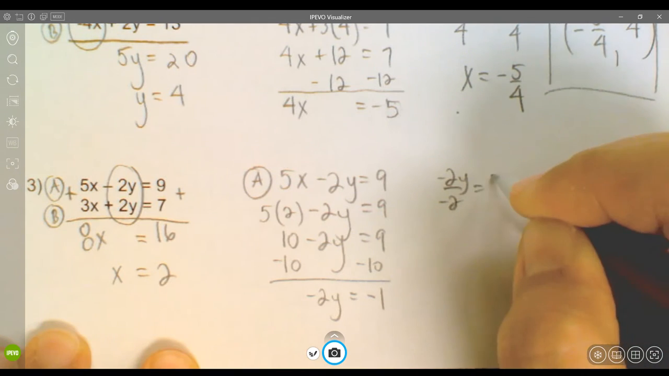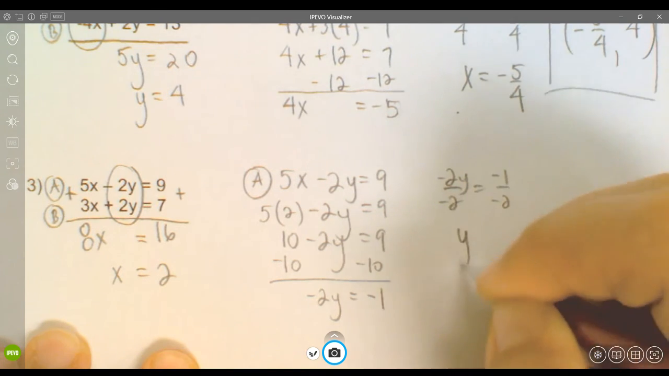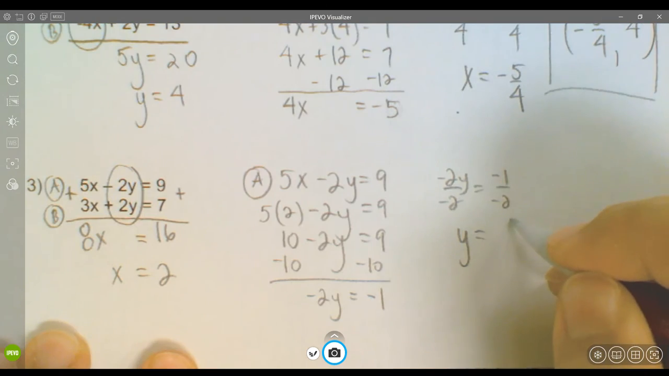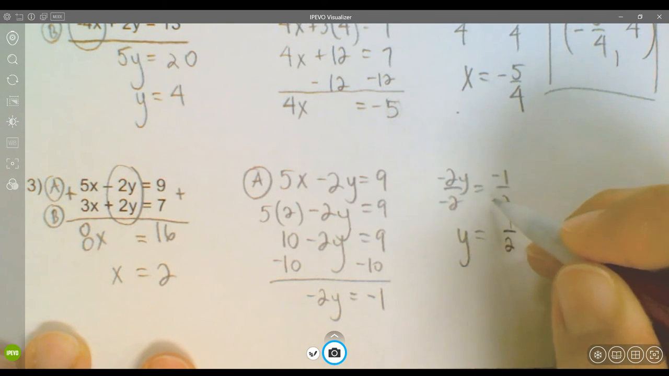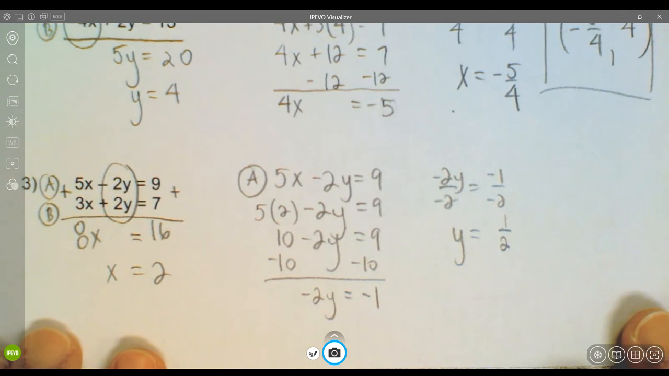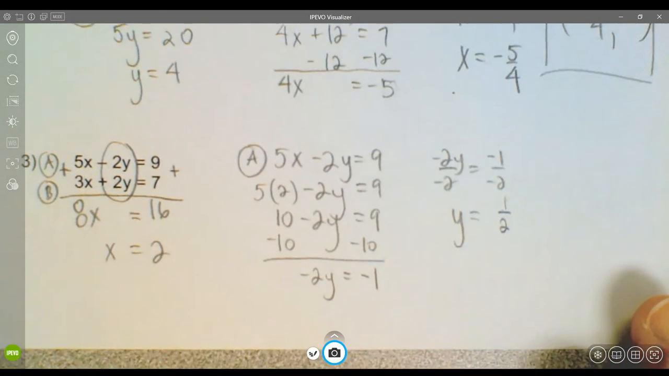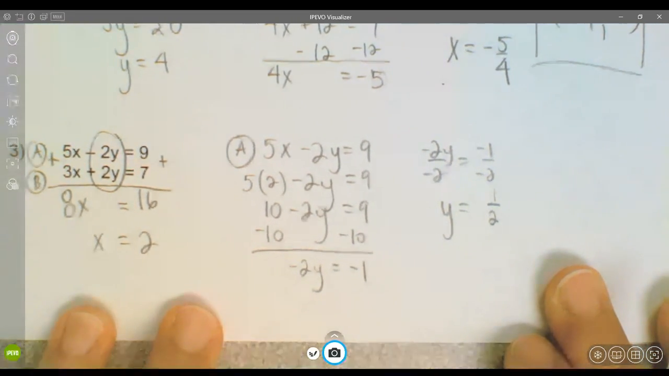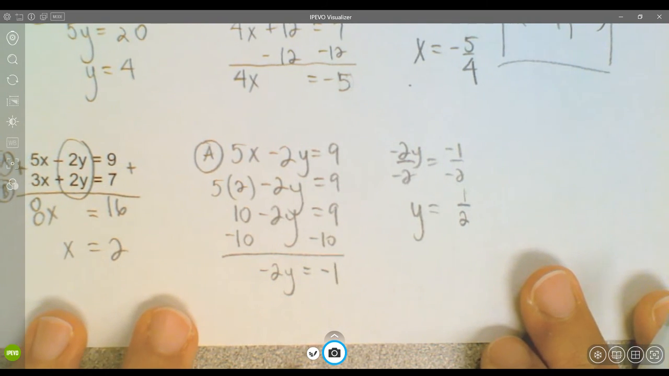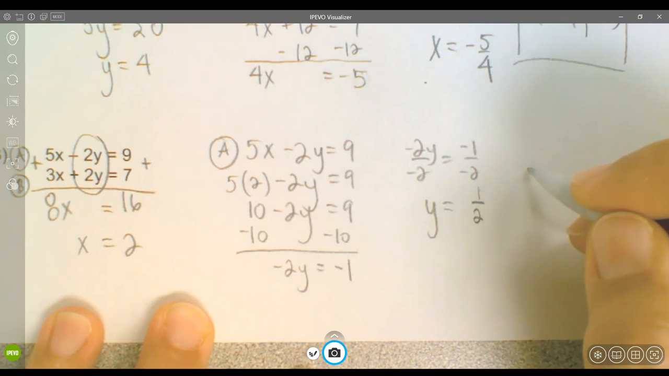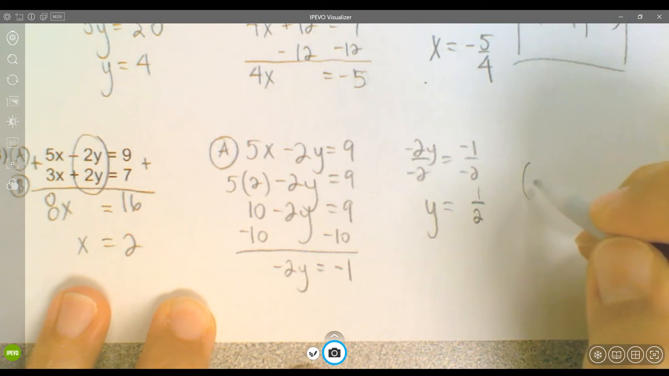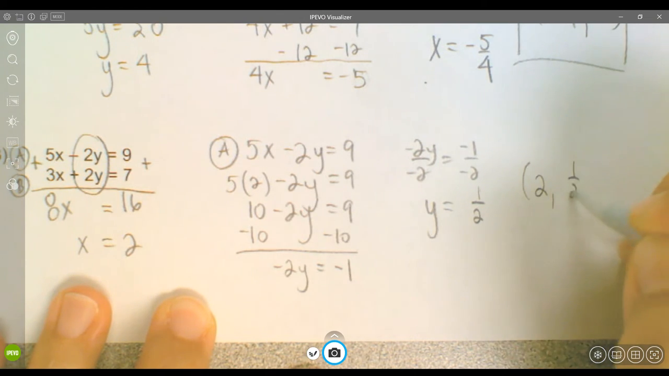We find that negative 2y equals negative 1. Dividing both sides by negative 2 yields 1 divided by 2 is 1/2. Since we're dividing negative divided by negative, we keep our positive answer. Remember, anytime you divide numbers with the same sign, the final answer is always positive. So I think my solution will be (2, 1/2).